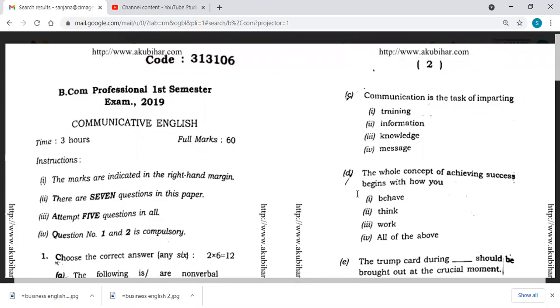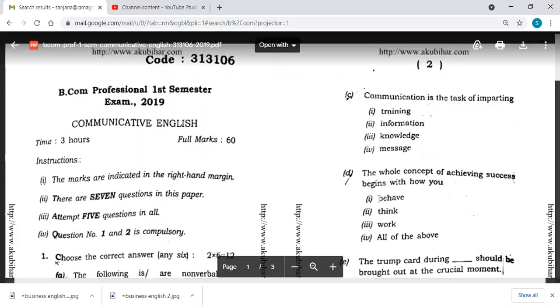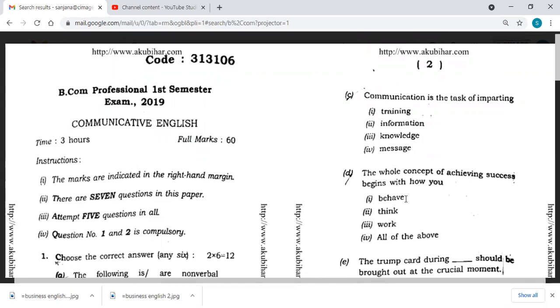Ma'am, can you repeat? Yeah, the whole concept of achieving success begins with how you, number 1, behave. Why is behavior important? Behavior is important because how you behave in an organization is one of the most important things, whether you are behaving in a proper way or an improper way. When you're talking about behavior, you're talking about interpersonal communication, how you behave with people in the group, because wherever you're working, you will not be alone. So number 1 is interpersonal communication, your interpersonal behavior.